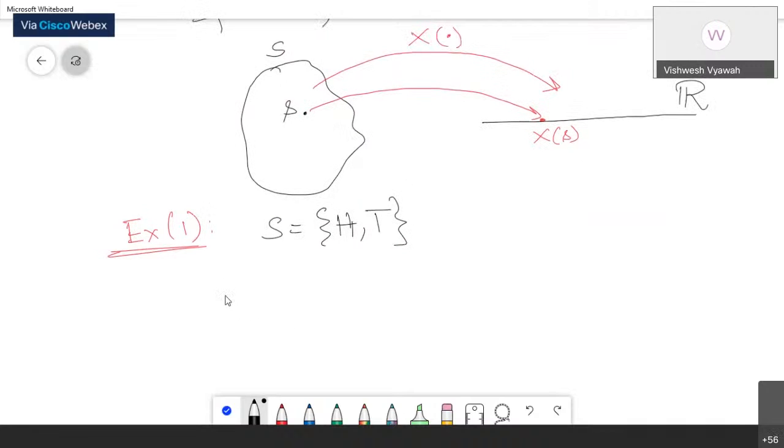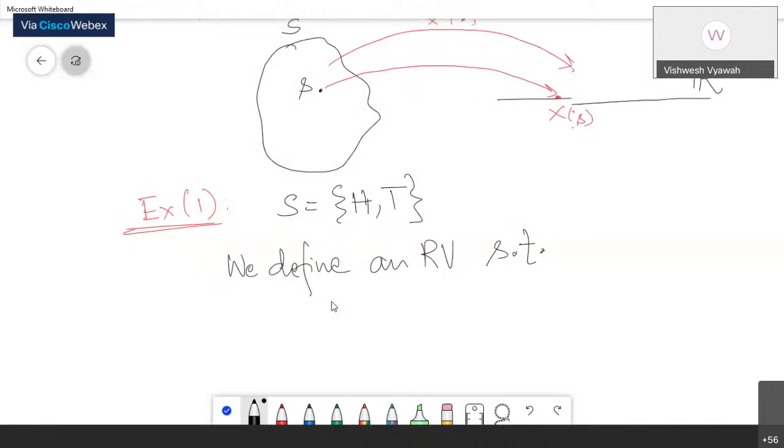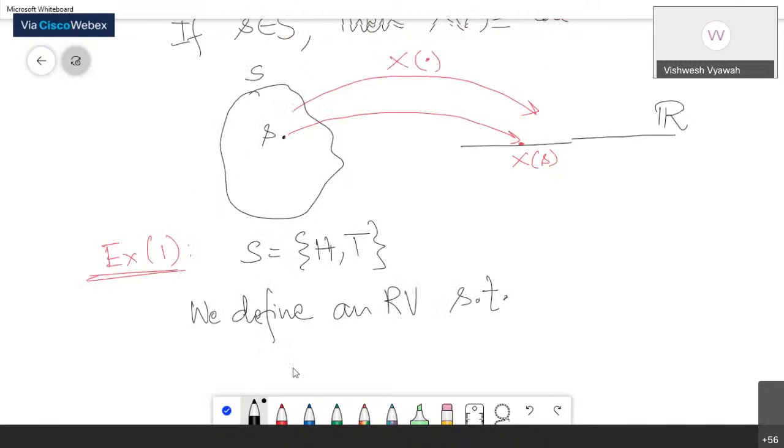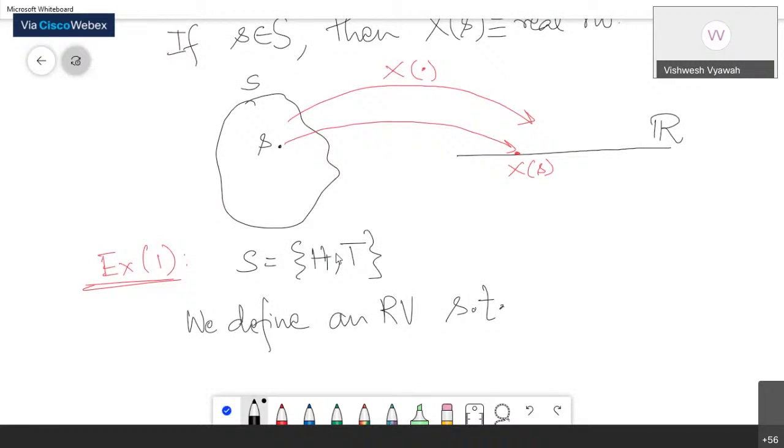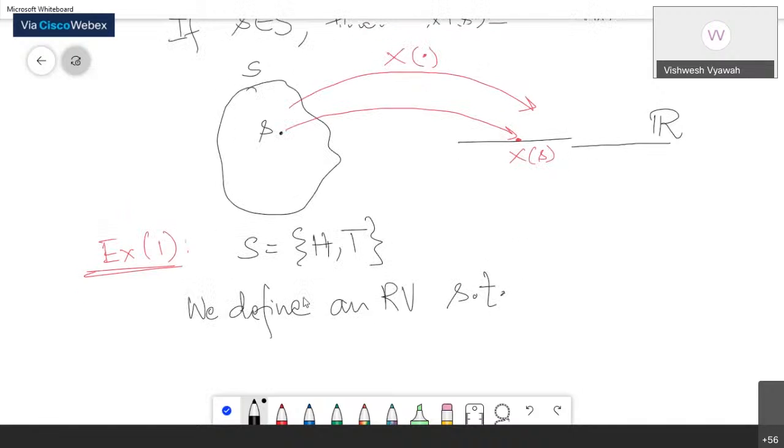Now we define an RV such that I'm defining the random variable, I'm defining the function. But what do you mean by defining? I have to give you a rule which will map each outcome of this sample space into a number, a real number.